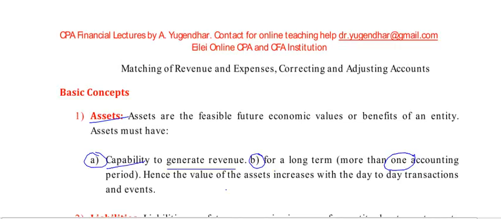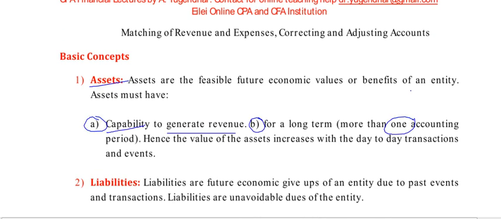So assets increase the value of the company. Hence, the value of the asset increases with day-to-day transactions and events. Day-to-day transactions and events means sales, production of goods and services. Whatever we are producing with the help of the asset and selling in the market, we are generating the revenue. The profit or loss is not considered; only generating the revenue is most important.